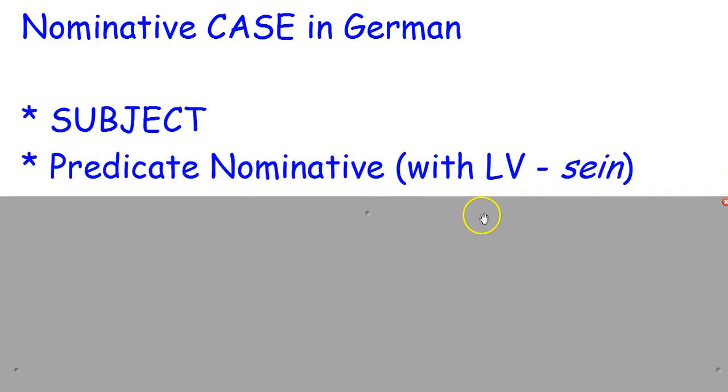Now, the other thing that the nominative case can be, in addition to being the subject, is the predicate nominative. This is seen when we use linking verbs. I'm going to go into more detail in a minute. Right now, the most prevalent linking verb you probably know is sein, or to be.